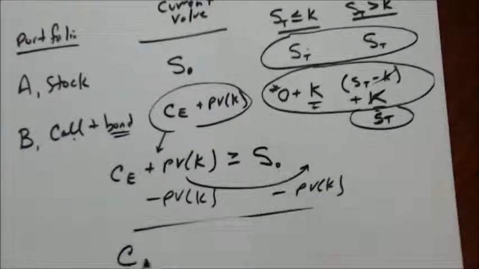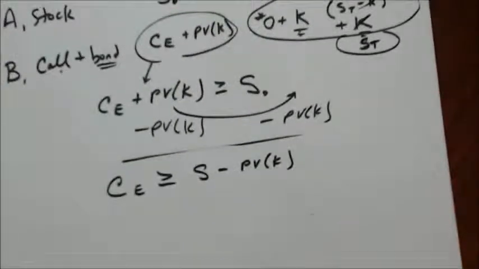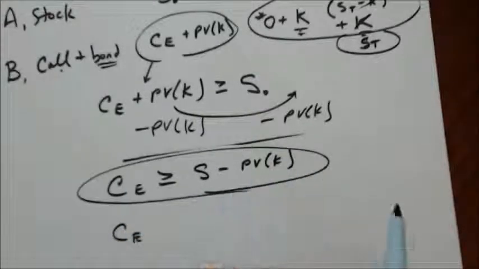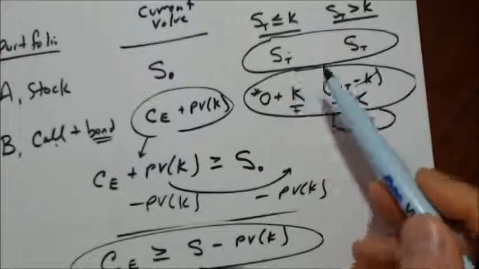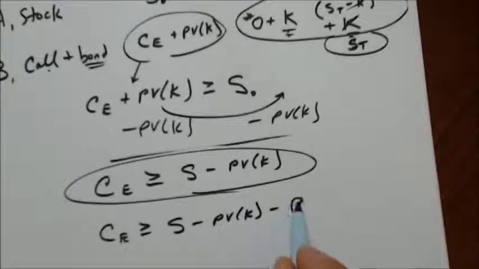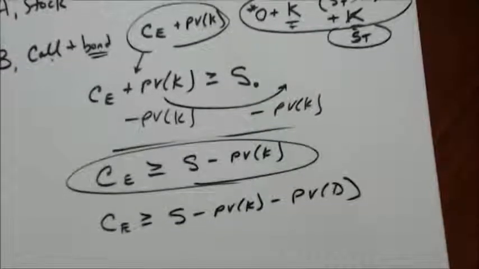And we come up with C_E greater than or equal to the stock price minus the present value of K. I dropped the little subscript 0. Now, don't forget, if the stock happens to pay a dividend, and I've assumed the stock didn't pay a dividend for simplicity in the derivation, otherwise it gets a little messy, you can see that we can just take the stock minus the present value of K minus the present value of the dividend. So the call option must be greater than this. Value of the call, European call, must be greater than this.